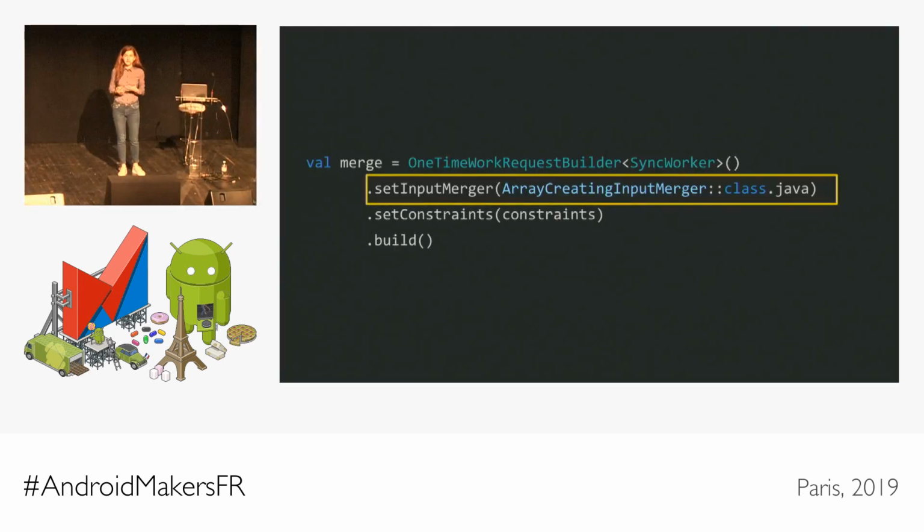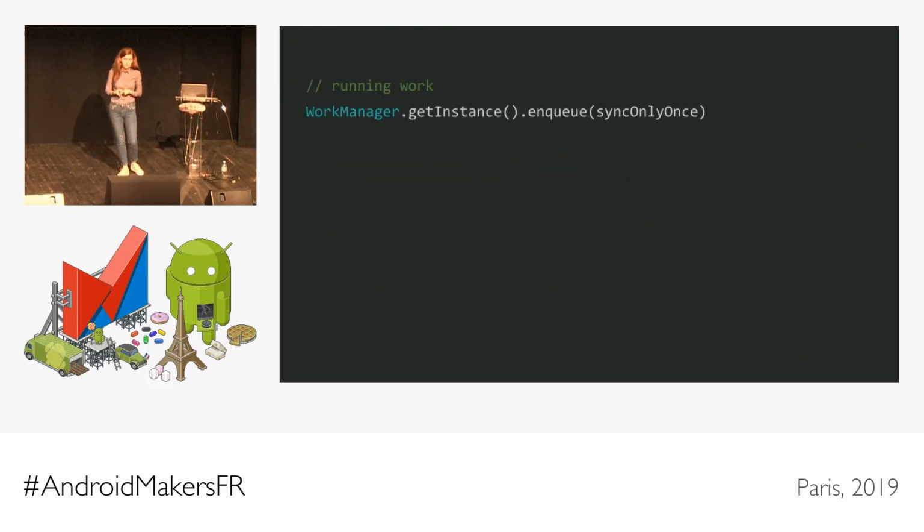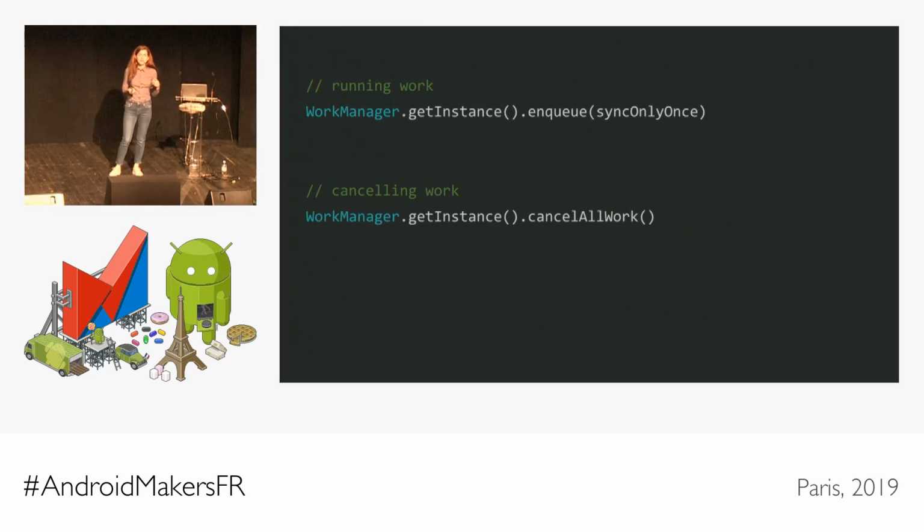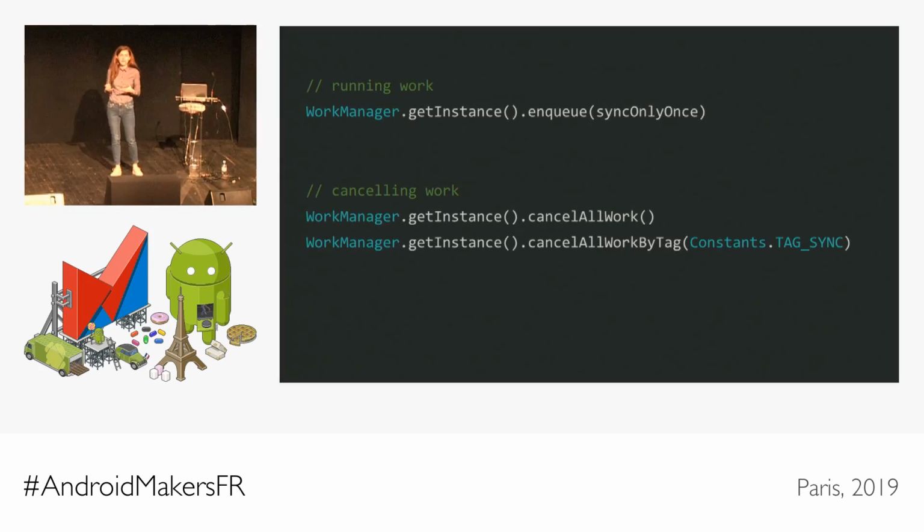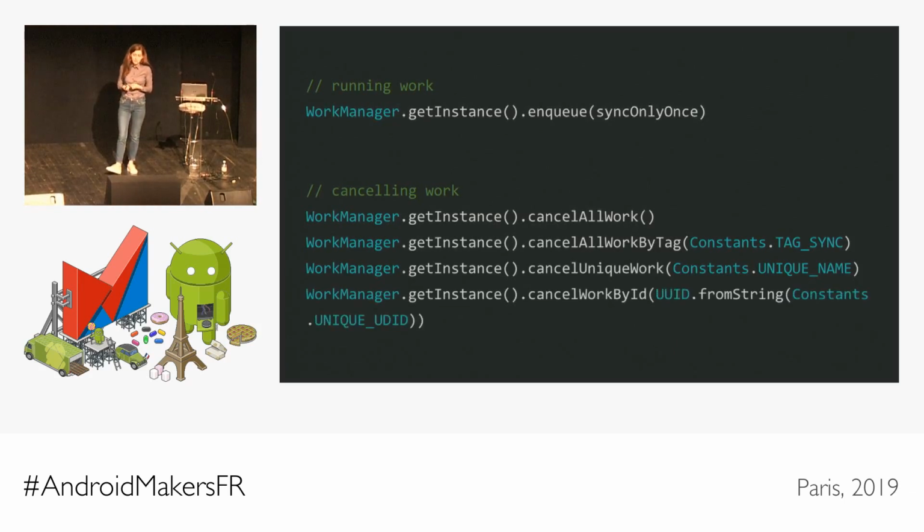In order to apply the strategy in terms of merging the values, we use the setInputMerger method, and in this case we use the ArrayCreatingInputMerger class. Okay, to send the task to the system, we use the enqueue method. But what happens if we want to cancel the work? In this case, we have many options. If we want to cancel all the tasks, we have cancelAllWork. If we want to cancel tasks only by using the tag, we have cancelAllWorkByTag. And the same thing for cancel by unique name or by ID.